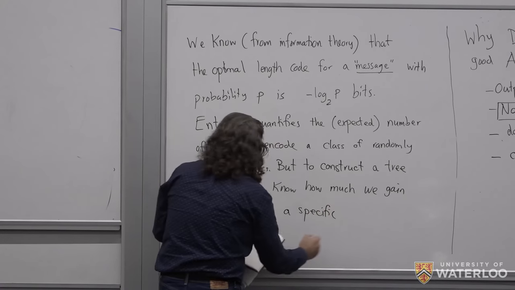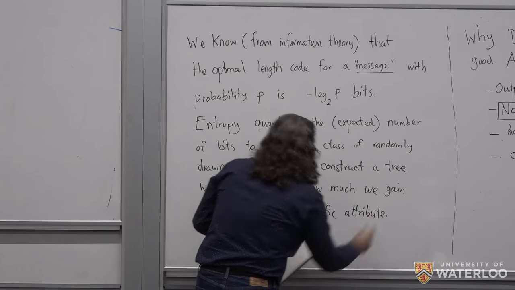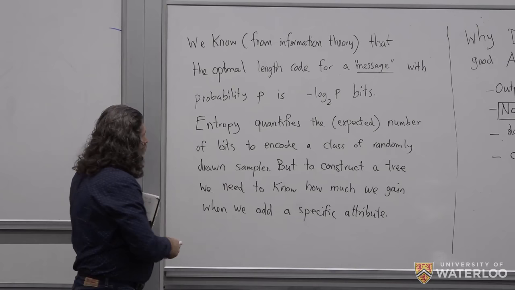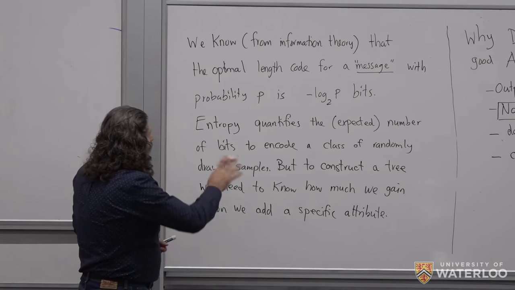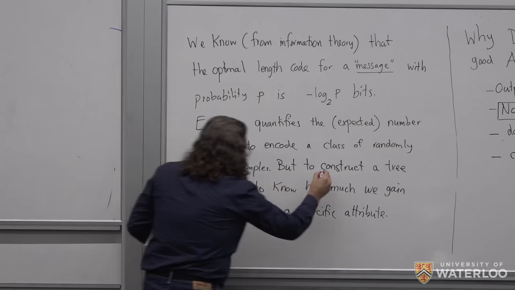Okay, I don't care about that, entropy, probability, whatever. I want to construct a tree. So I need to know how much do I gain? How much value is every attribute adding?